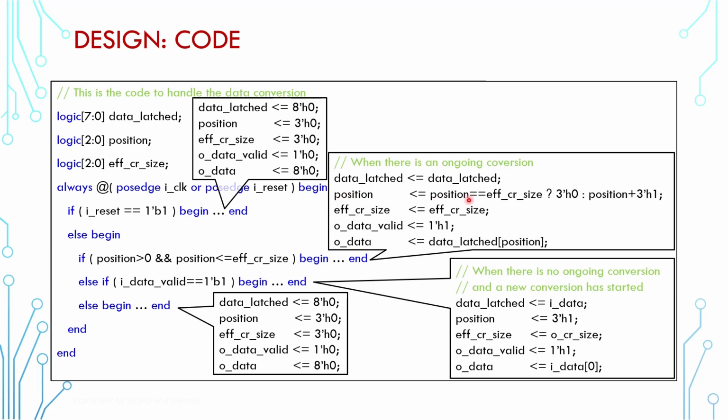The interesting code is updating the position. Generally, the position keeps on incrementing until it has finished the conversion, at which point it resets to 0. It decides that the conversion is finished based on the effective CR size, where position is equal to effective CR size. After position resets to 0, it will no longer enter this if statement. It will only enter this else if statement if there is new input data, or the else statement if there is no input data.